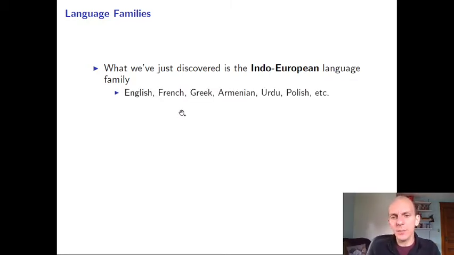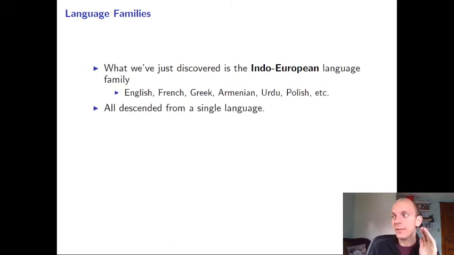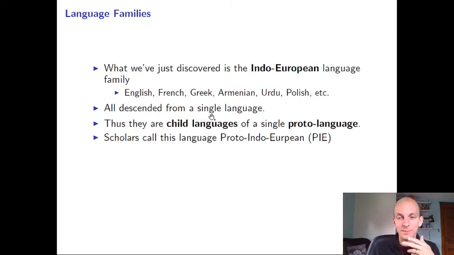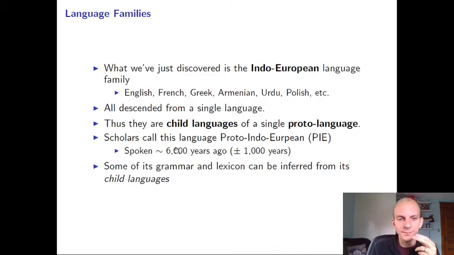It contains modern languages today like English and French, Greek, Armenian, Urdu, Polish, Russian, all kinds of stuff. And what we want to say about them, what makes them part of the same family, is that they all descended from a single ancestor. They all have descended from the same parent. They're child languages. We can think of these modern languages as the children. And they all share the same ancestor.